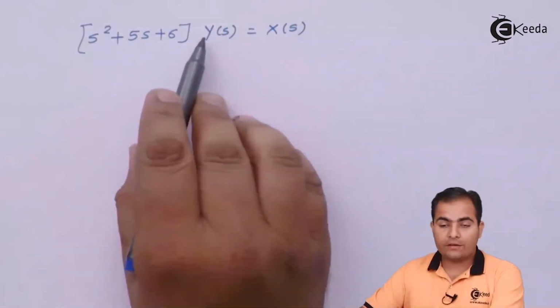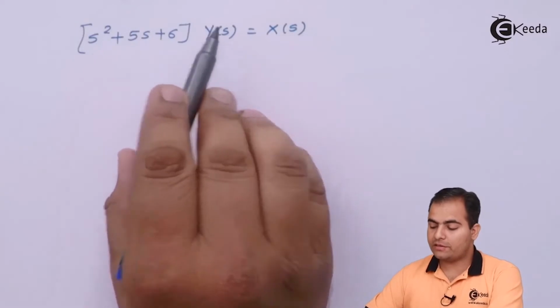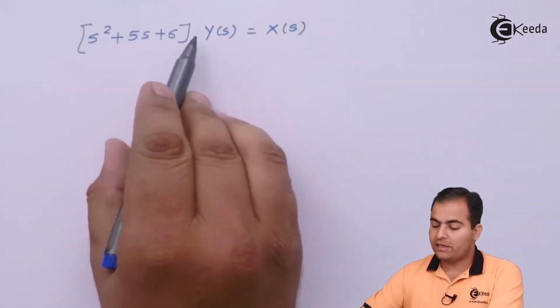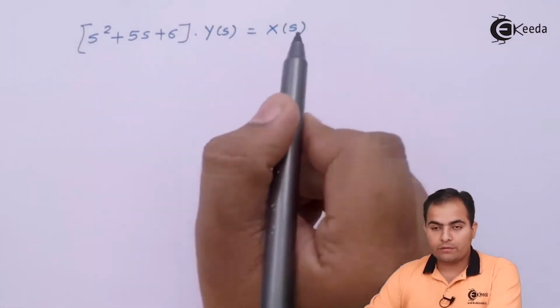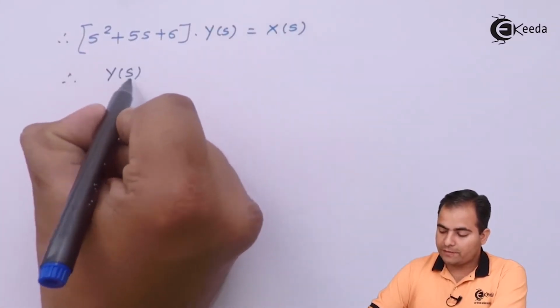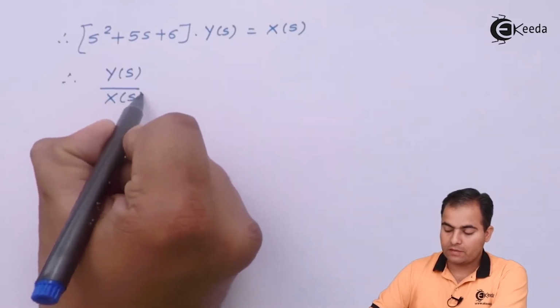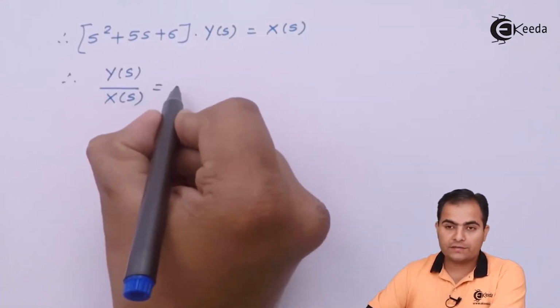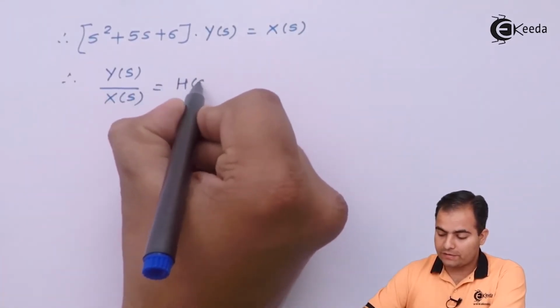So I have taken Y(s) common from the left hand side, so we have got this equation: (s² + 5s + 6) Y(s) = X(s). Now, if I take the ratio of Y(s) by X(s), then it is nothing but my transfer function, and it is represented by H(s).